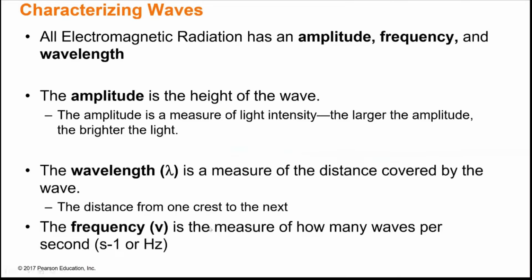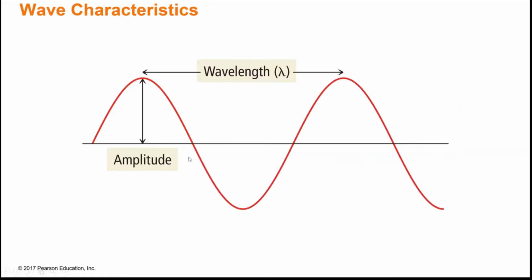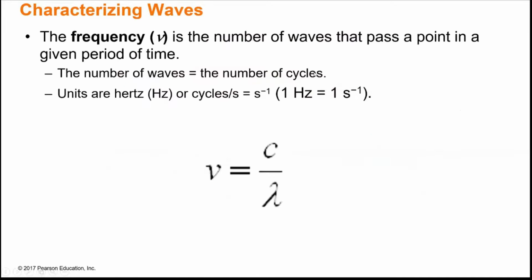And we have our frequency, which is v. Here's v, but this is actually the lowercase Greek letter nu, which is the measure of how many waves per second. So 1 over s, or this is also called hertz. And I'm sure you're familiar with megahertz, gigahertz, etc. So here's a wave. Amplitude is the height from the baseline. Wavelength is peak to peak or trough to trough. And the frequency is the number of waves that pass through a point in a given time.